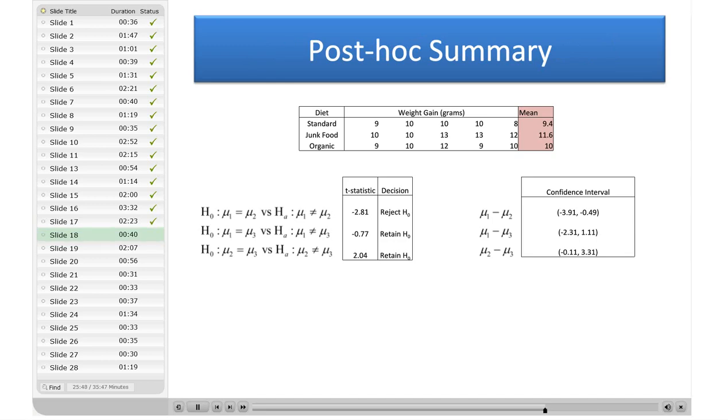Now that we're finished comparing mu1 to mu2, we could use the same exact procedures to compare mu1 to mu3 and to compare mu2 to mu3. This slide summarizes all the results that we would get from doing that. You can see that the only hypothesis that we're rejecting is the hypothesis that mu1 is equal to mu2. In other words, this data has enough evidence to show us that the standard diet and junk food diets are different. But we don't have enough evidence to conclude that the standard diet is different from the organic diet, or that the junk food diet is different from the organic diet. You can also see on the right that we have a confidence interval for each one of those as well.